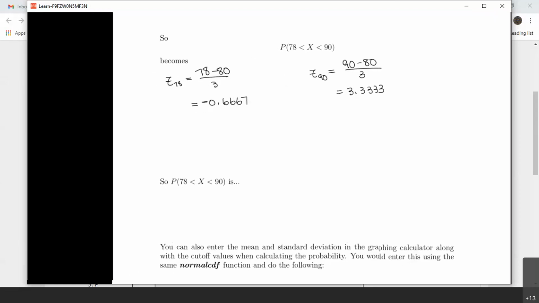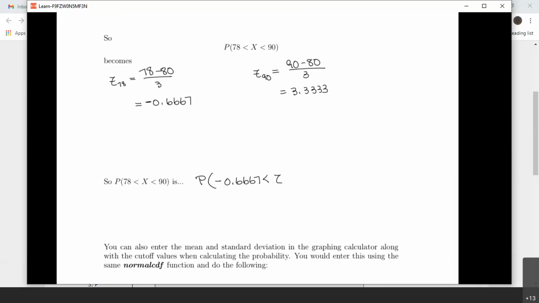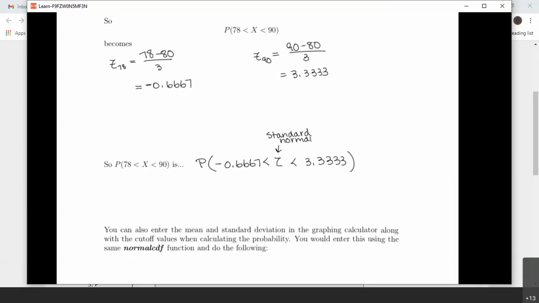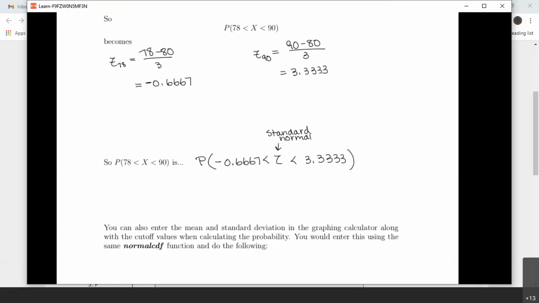You'd say this becomes the probability that your z value, and notice the variable is going to change from x to z, because z means standard normal. And then this is 3.3. You can see there's a lot of rounding here.